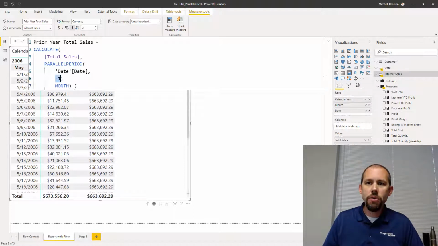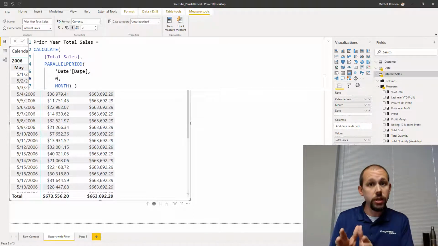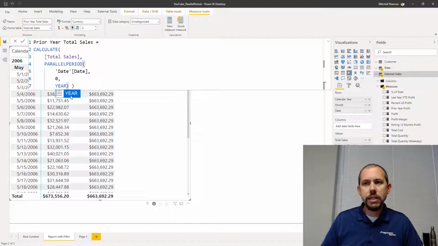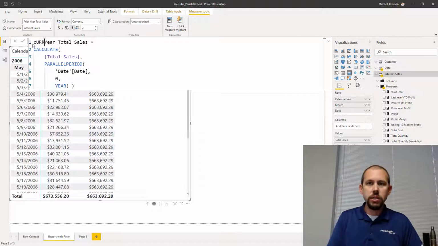Now let's try one more thing here. I'm going to do 0, right? We're going to look at the current year, and then I'm going to do something like year here. So we'll change it back to year, but now we're not getting prior year total sales. We're actually getting, just to make sure this is very explicit, we're getting current year total sales. This is pretty cool.